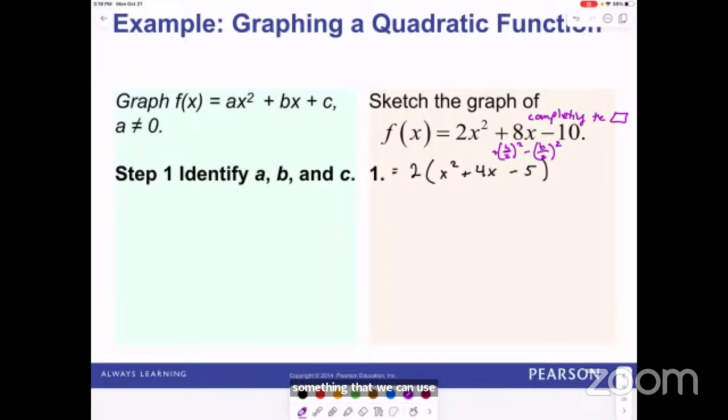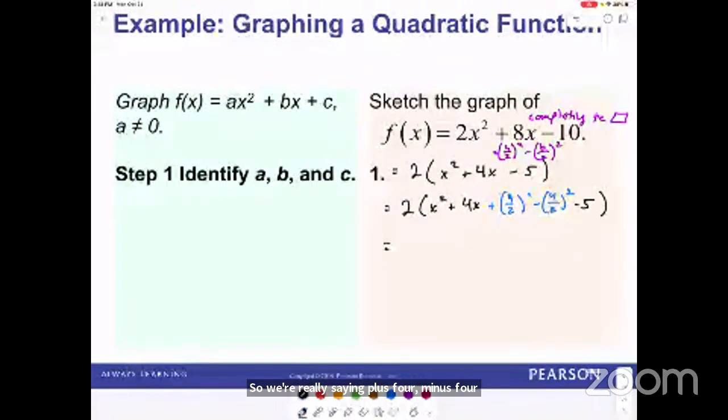So the 2 comes down, the first term comes down, the second term comes down. And our b in this case is 4. So we're saying 4 over 2 squared minus 4 over 2 squared, and then the minus 5. If we keep going, 4 divided by 2 is 2, squared is 4. So we're really saying plus 4 minus 4, and then minus 5.